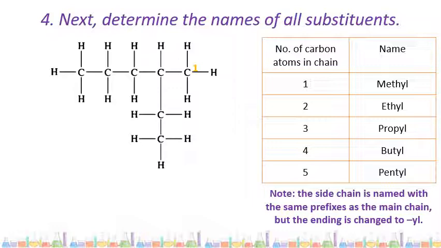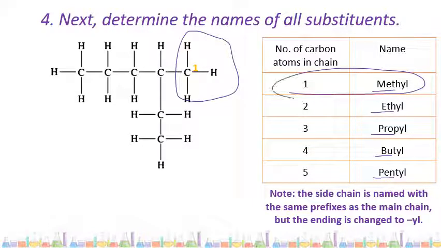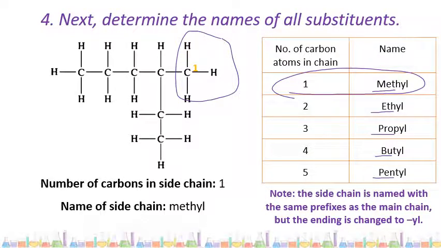So we still have all of the same prefixes. We have meth, eth, prop, but, and pent. All that has changed here is that the name ending is changing to -yl. So we have methyl, ethyl, propyl, butyl and pentyl. And so for this one, obviously we only have 1 carbon here, and 1 carbon we know already is meth. We changed the ending to -yl, so the name of this side chain is methyl.